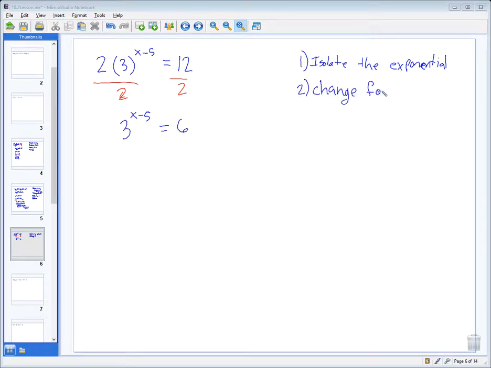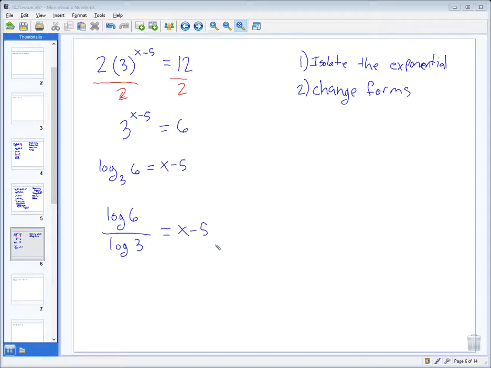Second thing I want to do is change forms, meaning use the inverse. So the inverse of exponential is a log. So we have log, the base is 3, the argument is 6, and the exponent is x minus 5. Now, log base 3 of 6, remember to put this in your calculator, you need to use change of base. So we'd have log of the argument divided by log of the base. And remember that when there's no base written for log, it means that the base is 10, common log, which is what your calculator uses.